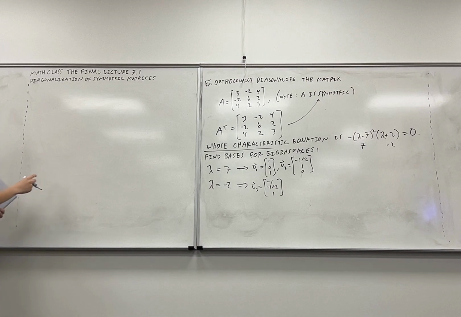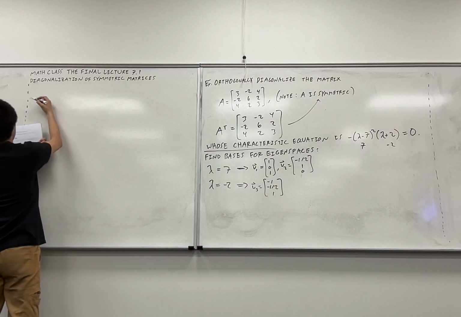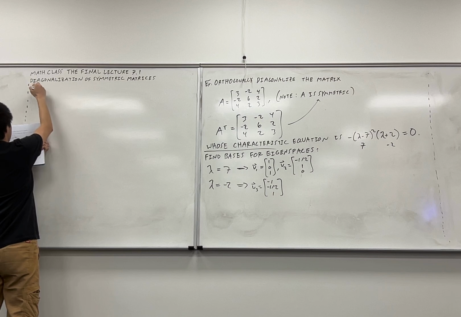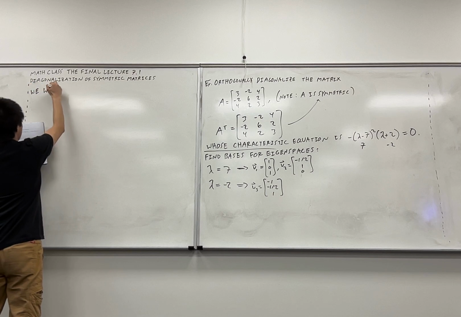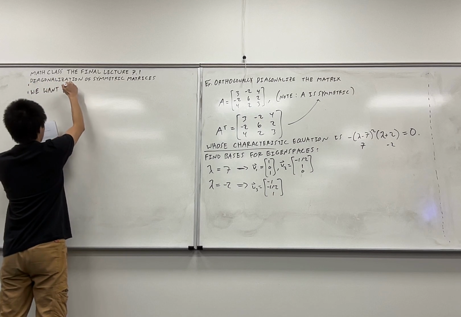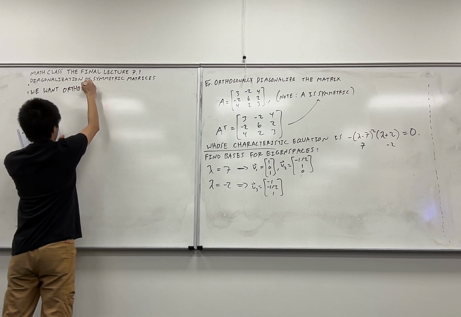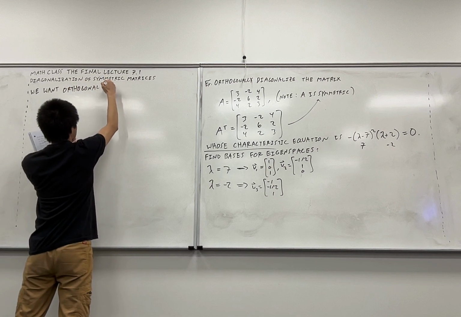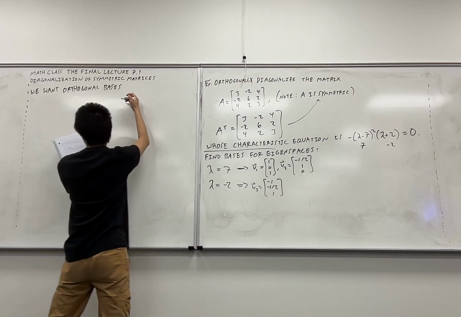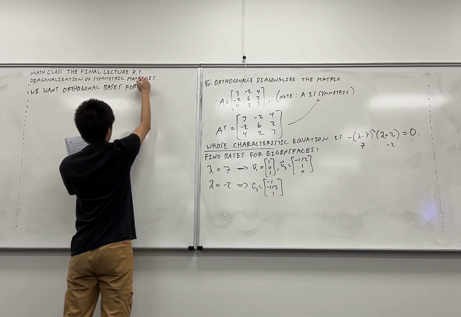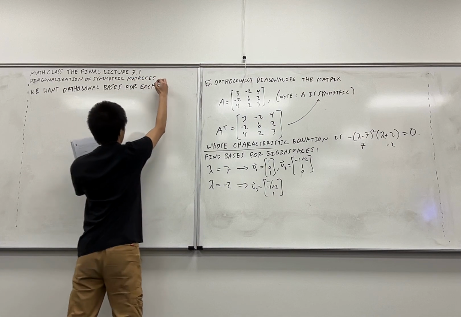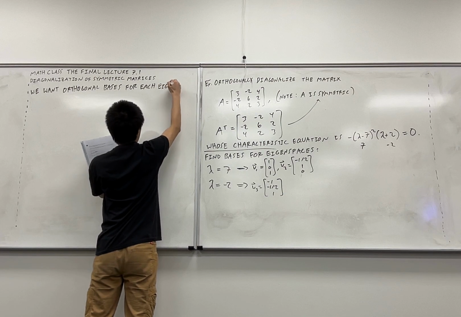So what we want to do is we need specifically orthogonal bases for each one of our eigenspaces. This is where the procedure will finally deviate from what you already know with regular diagonalization. So I'll articulate that up here so we know what's going on. We want orthogonal bases for each eigenspace.